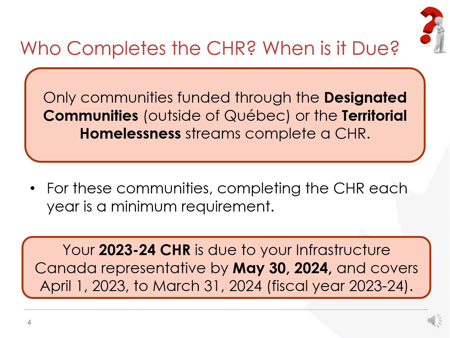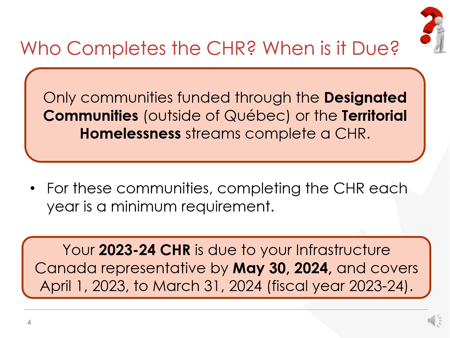That said, while CEs receiving funding only from the Indigenous homelessness stream don't have to complete a CHR, many areas across the country have designated communities and Indigenous homelessness funding streams that coexist within the same geographic area. In communities where these streams coexist and where there are 2 distinct community entities, the designated community is expected to collaborate with the Indigenous homelessness community entity on the CHR.